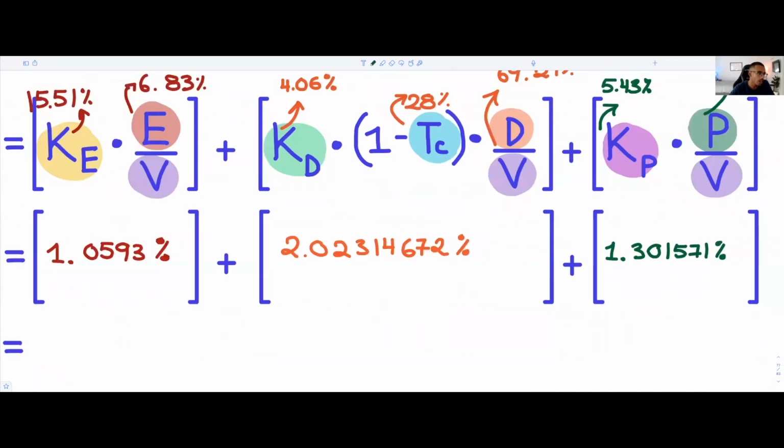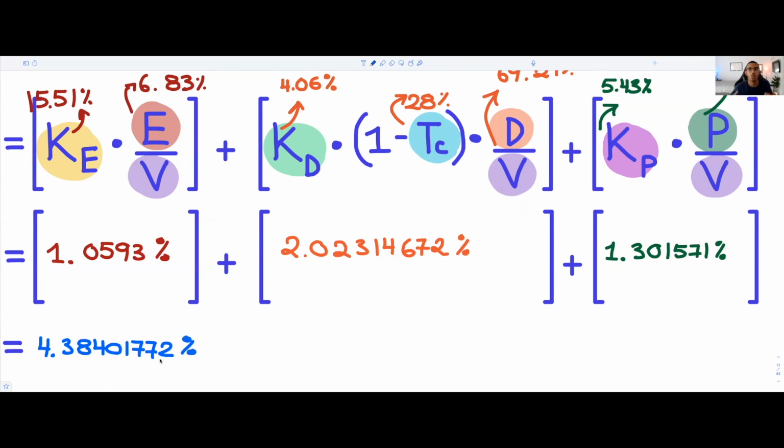Okay, let's go ahead and do that. Let's go ahead and add all of these bad boys together. So we have 1.0593 plus 2.02314672 plus 1.301571. And we're going to get the following value. And it's pretty darn close to what I have in my solution. So I'm pretty happy with that. So we're going to get a WACC of being equal to 4.3840172%.